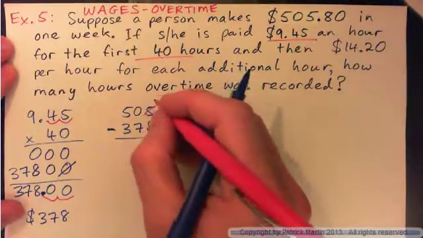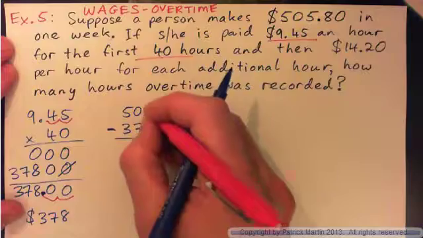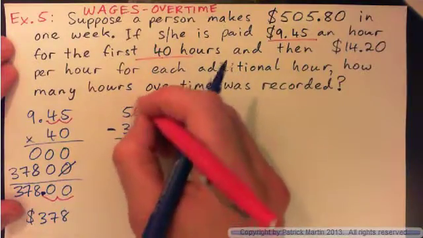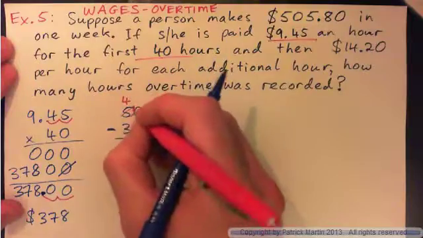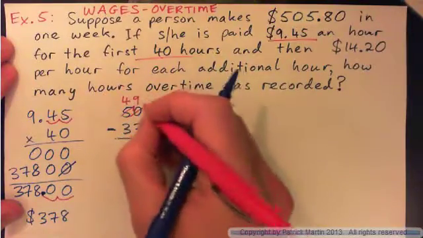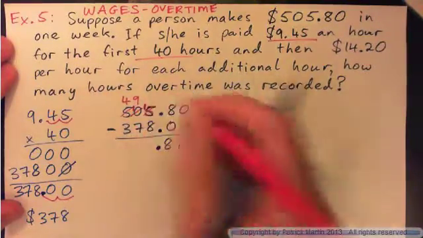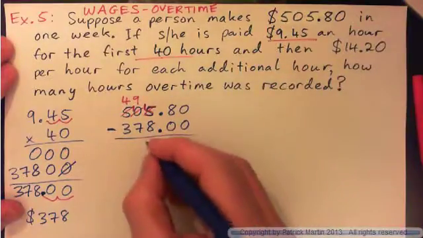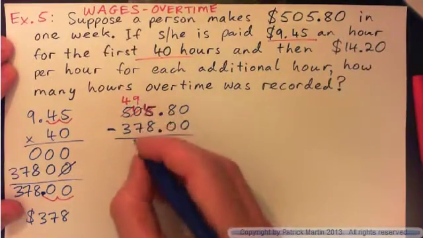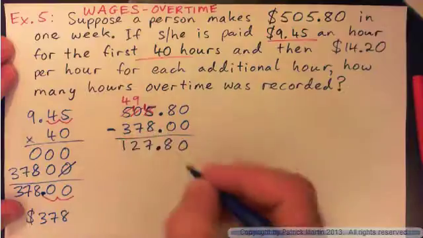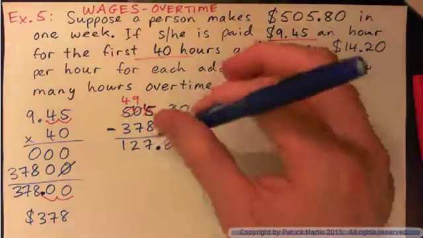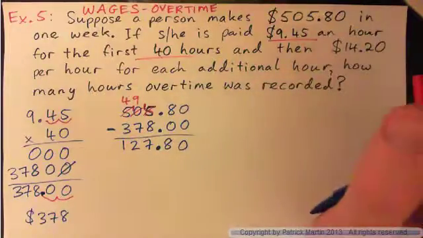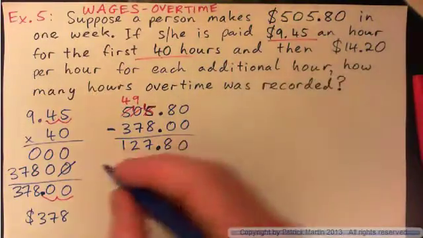No, I need a 1 here. This becomes a 4. Bring a 1 over, and then that becomes a 9 because I need a 1 over here, and that's 15. Sorry, 15 minus 8 is 7. 9 minus 7 is 2, and 4 minus 3 is 1. Okay. So I have 127.80 overtime dollars, right?